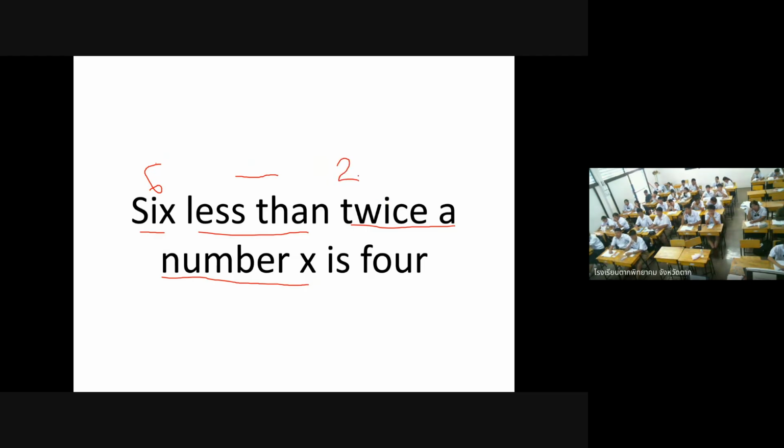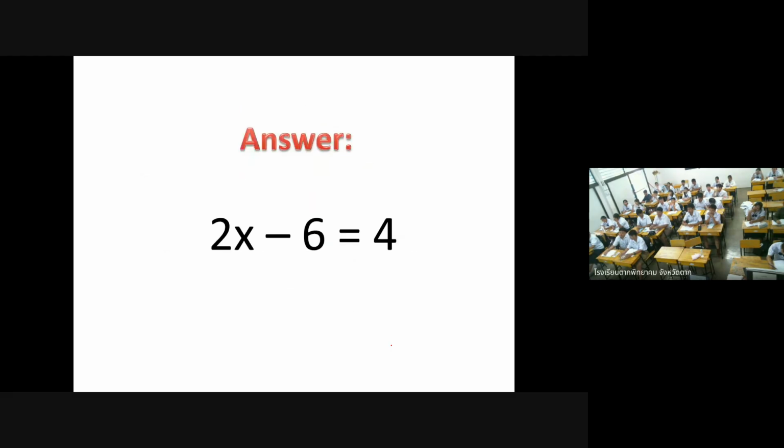But then, remember everyone, less than is switched around. Is means equals 4. So 6 less than twice a number x is 4. The answer would be 2x minus 6 is equal to 4. Next.